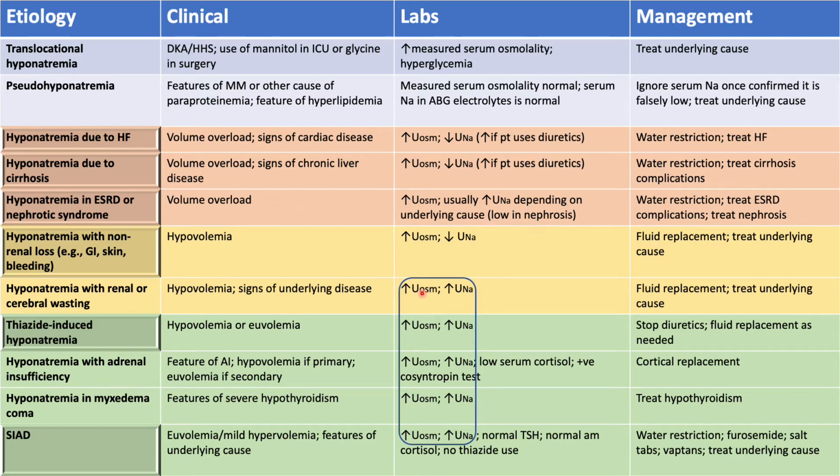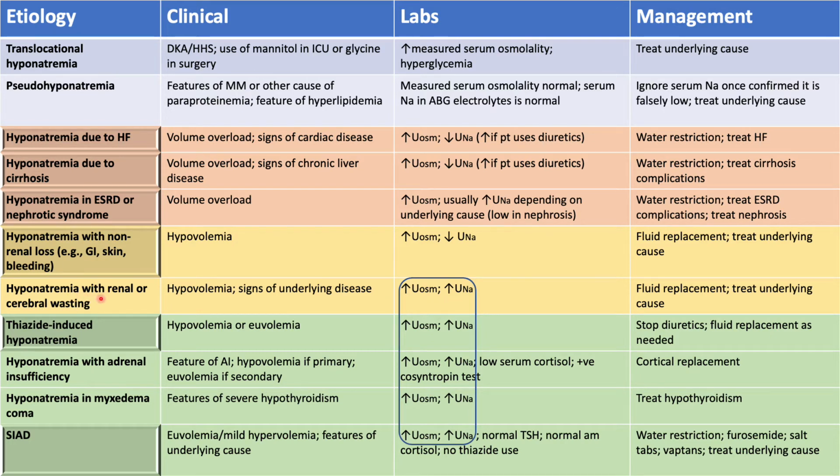Urine osmolality is expected to be high. Urine sodium is also expected to be high. And this is the case here with this condition and also with conditions that mimic SIAD, including SIAD itself. So these are the causes which are associated with increased urine sodium and urine osmolality.